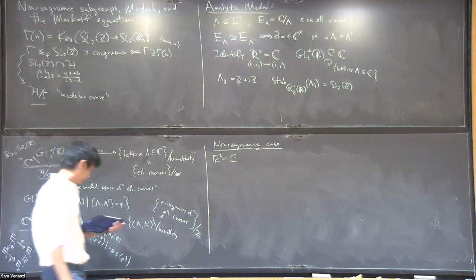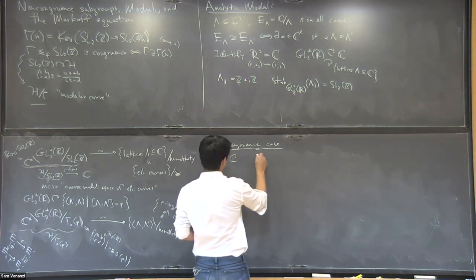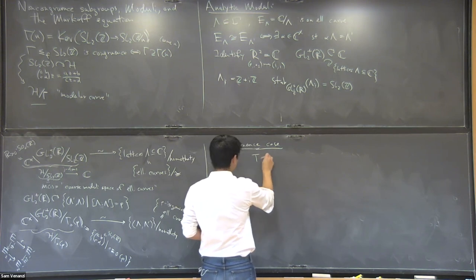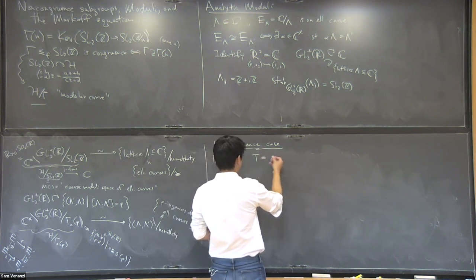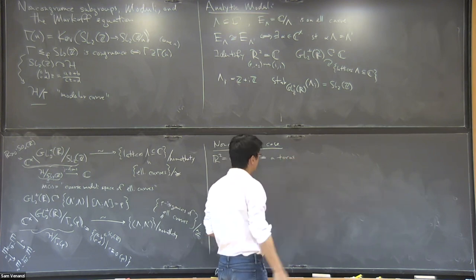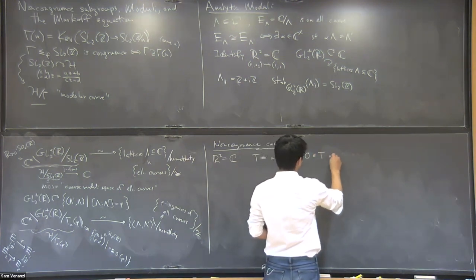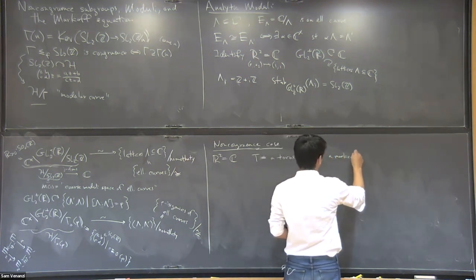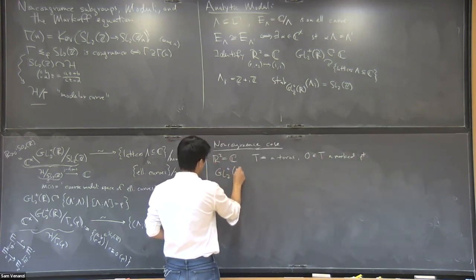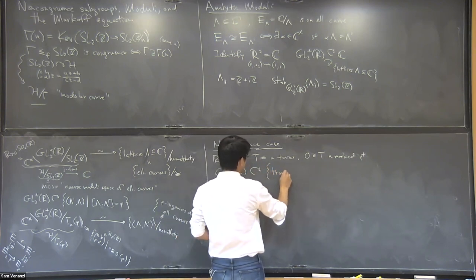Okay. In the non-congruence case, we're going to have a similar setup, but instead of considering lattices, let T be a torus. By this I mean a two-dimensional oriented real manifold with a marked point, the origin. You can also have an action of GL2 plus R acting on the set of translation structures.